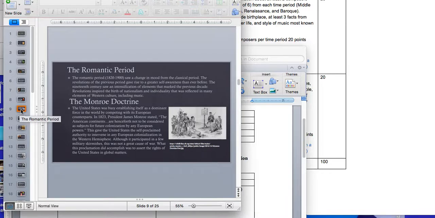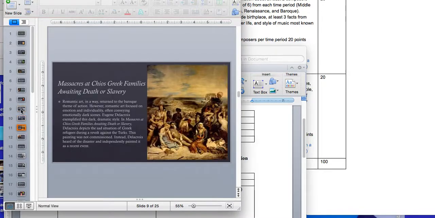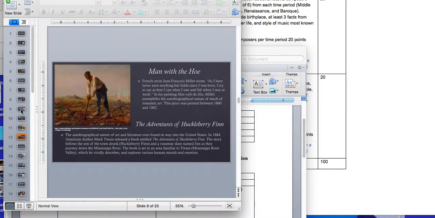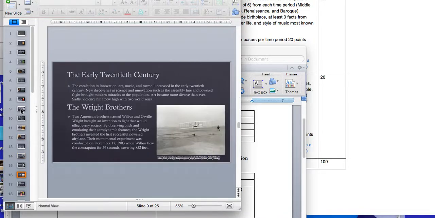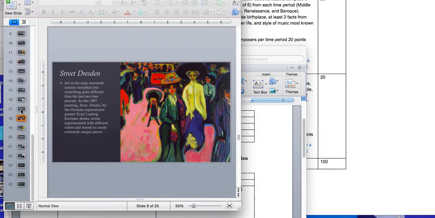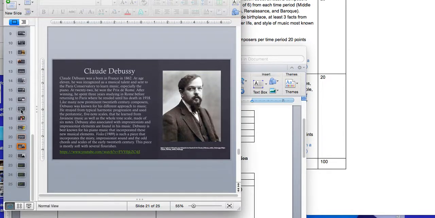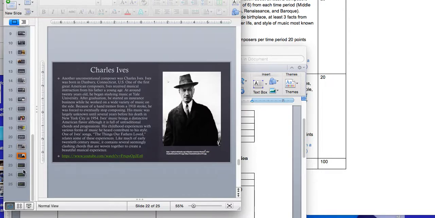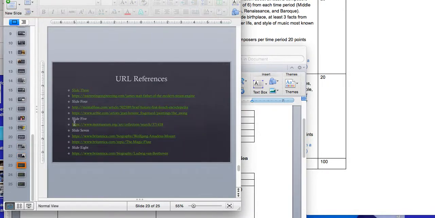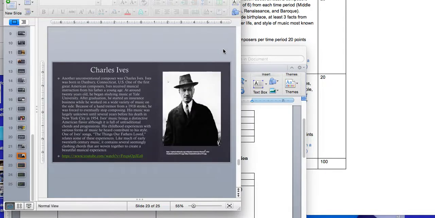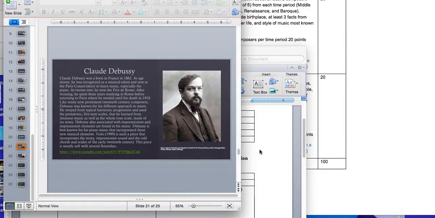And then it went on to the Romantic period, and then just kind of followed the same format. And then what I want you to do at the end of the slideshow is have a works cited slide where you just have your slides numbered and then you just give your sources. I do not need this to be in MLA format. I just need the website or wherever you got your source from. That's all I need.